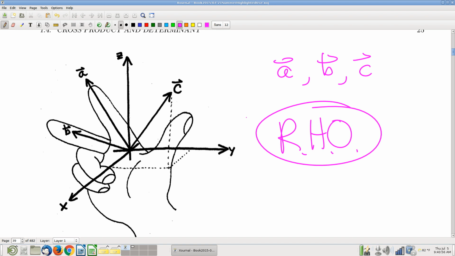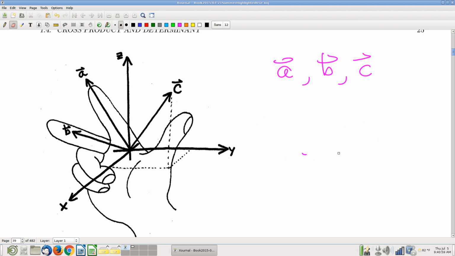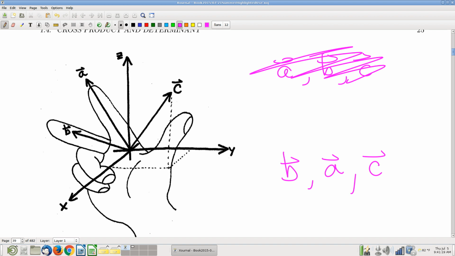So if you take two of the vectors on this list and switch them. Let's take the A and the B, for example, and switch them. If you do a switcheroo, if we make B first, A second, and C third, this is now not a right-hand order. ABC was right-hand order in this case. Now, B being first, A being second.